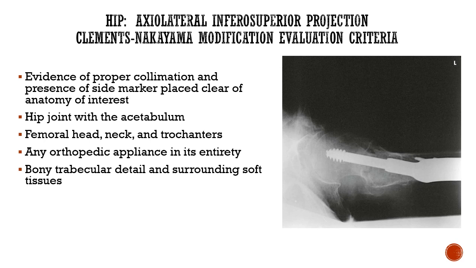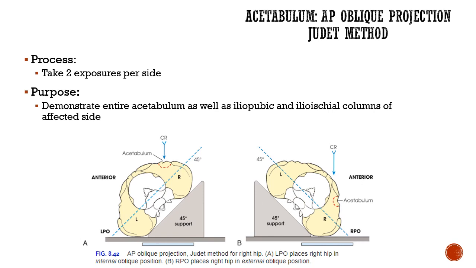So we want to see the hip with the acetabulum. We want to see the femoral head, the neck, and the trochanters, and any orthopedic device in its entirety. The acetabulum includes two projections of each side, and that's called the AP oblique projection, Judet method. The purpose is to demonstrate the entire acetabulum as well as the iliopubic and ilioischial columns of the affected side.